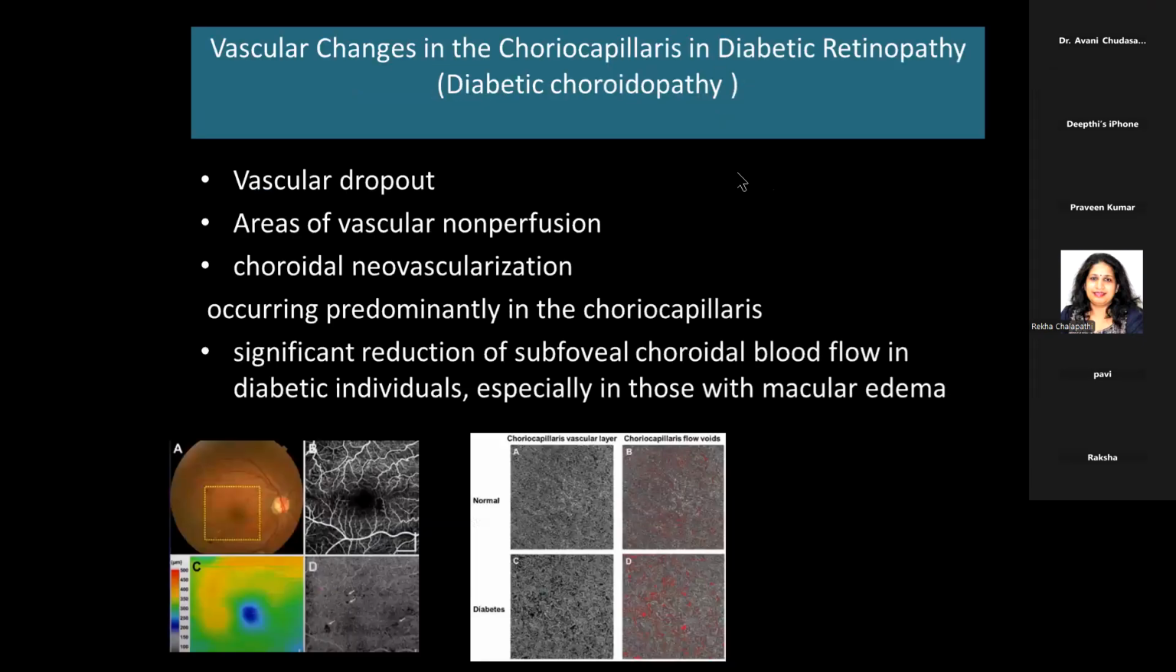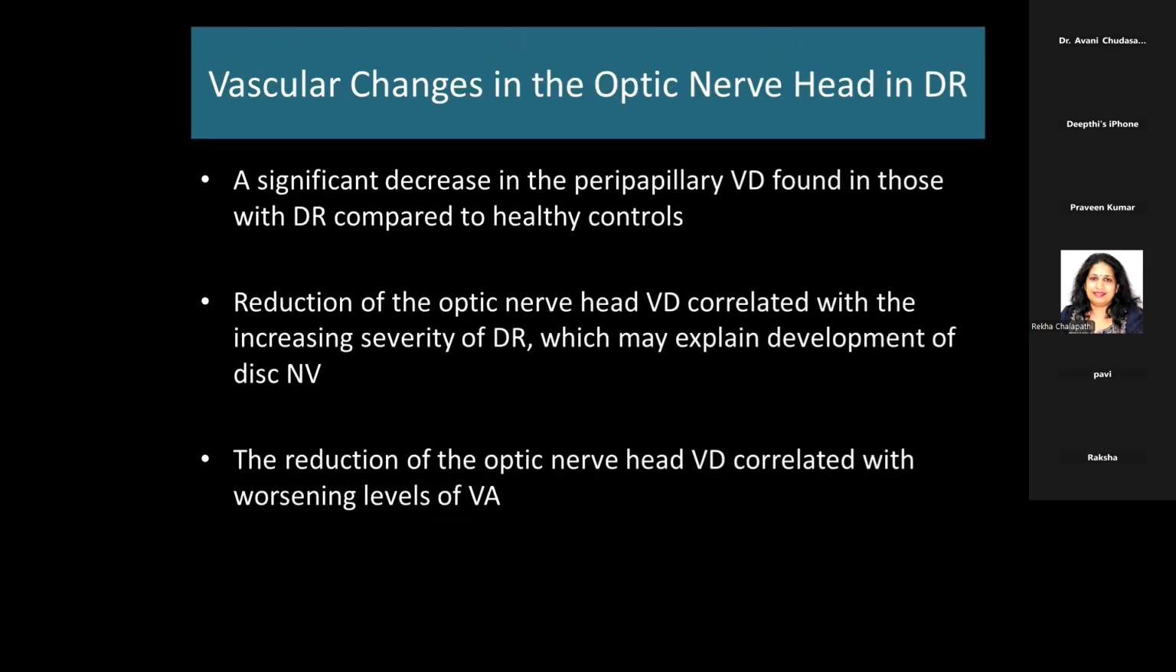Another entity is that we tend to look at the choriocapillaris also in diabetic retinopathy, which we call diabetic choroidopathy. Basically, you tend to see flow void areas. In the choriocapillaris, flow will be absent in most cases of diabetic retinopathy. These flow voids in the choriocapillaris also tend to increase as the severity of diabetic retinopathy increases. You can look at the optic nerve also for diabetic retinopathy changes. In diabetic retinopathy patients, the peripapillary vessel density tends to be lower, which in turn correlates with NVD. So the more the peripapillary vessel density dropout, the higher the risk of development of neovascularization on the surface of the disc.